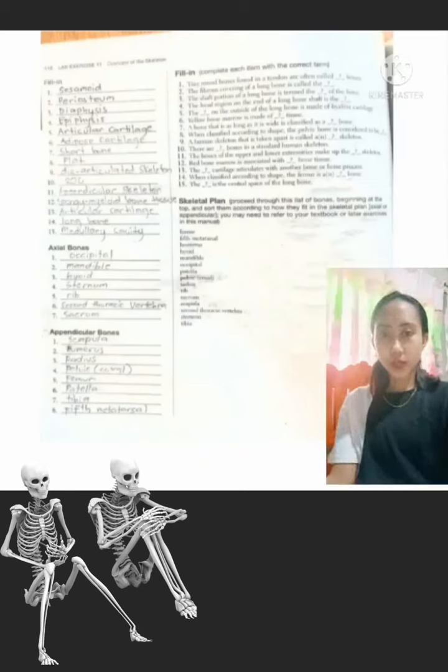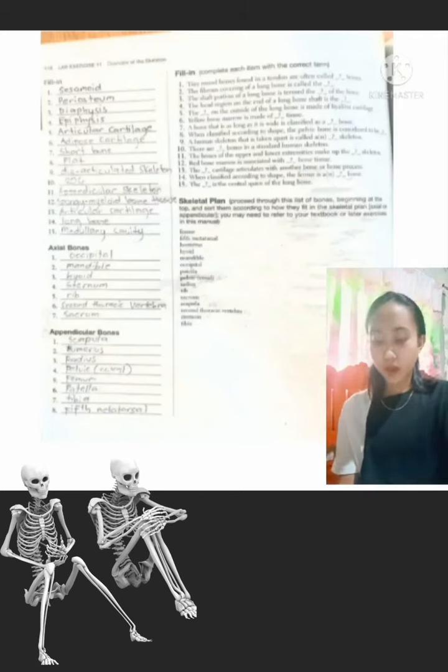Next, the skeletal plan. The arrangement of the axial skeleton and appendicular skeleton is formed from the top to bottom parts, and let us begin. Axial bones. Number 1, occipital down to mandible, hyoid, sternum, ribs, second thoracic vertebra, and sacrum. Appendicular bones. Number 1, scapula down to humerus, radius, pelvic coxal, femur, patella, tibia, and fifth metatarsals.